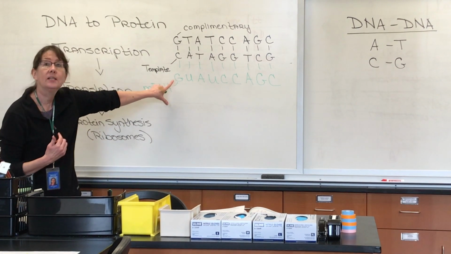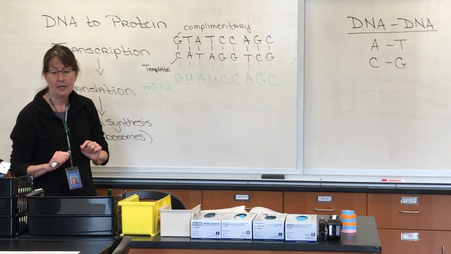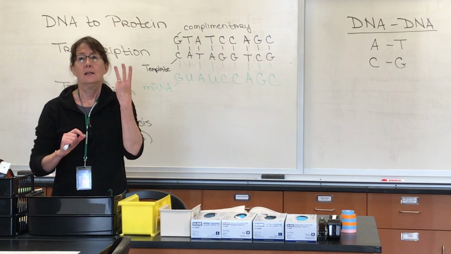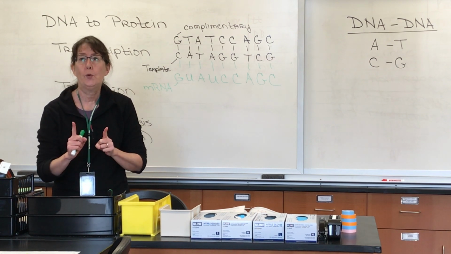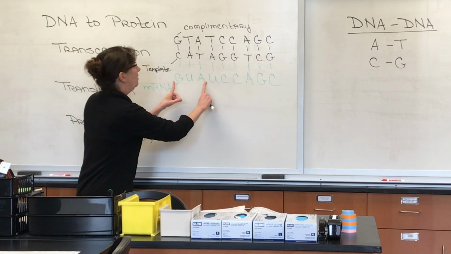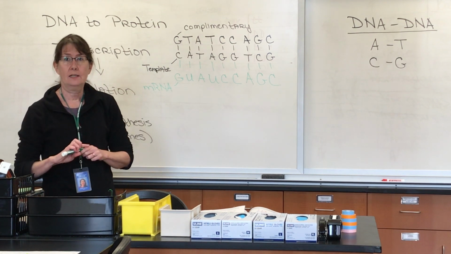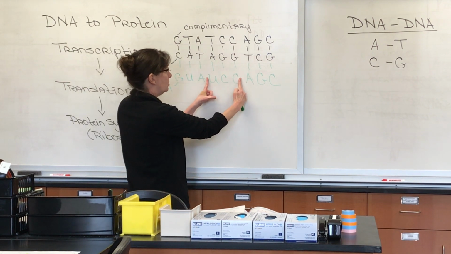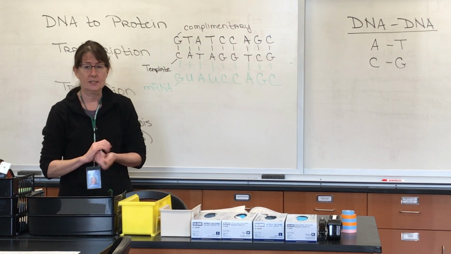Messenger RNA is going to leave the nucleus and it's going to go to the ribosomes, where proteins are made. Messenger RNA is written in 3-letter sequences. Every 3 letters is going to code for an amino acid. Those 3-letter sequences we refer to as a codon because it codes for an amino acid. So these 3 letters will code for an amino acid, these 3 letters will code for an amino acid, and these 3 letters will code for an amino acid.